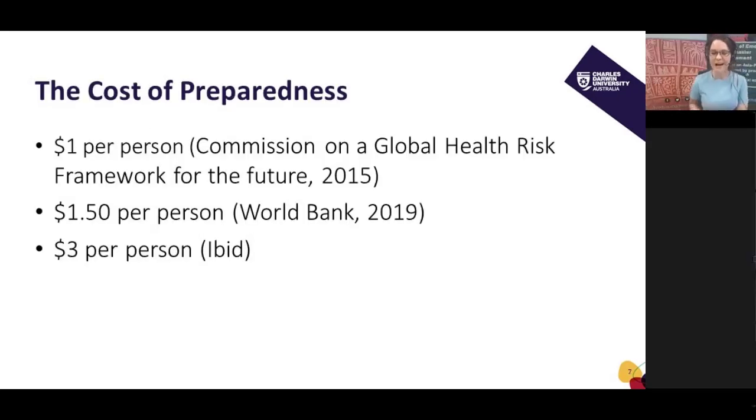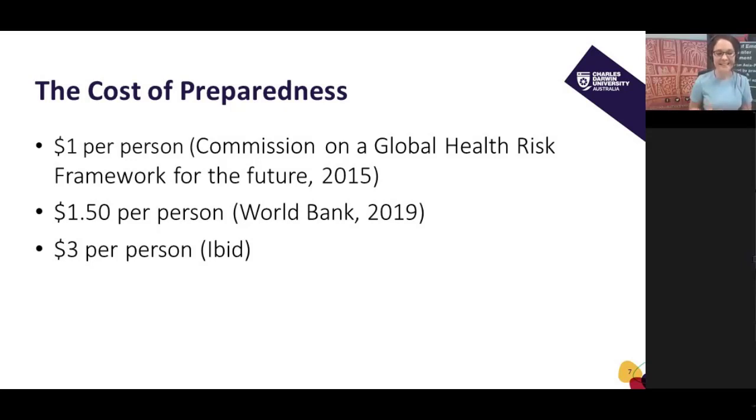So now I'm going to ask you in the chat box to estimate, if you can, how much you think preparedness would cost per capita per year. You can estimate a number between 0 and 10. Three, 4, 10, 0.01. Okay, there's some good suggestions there.